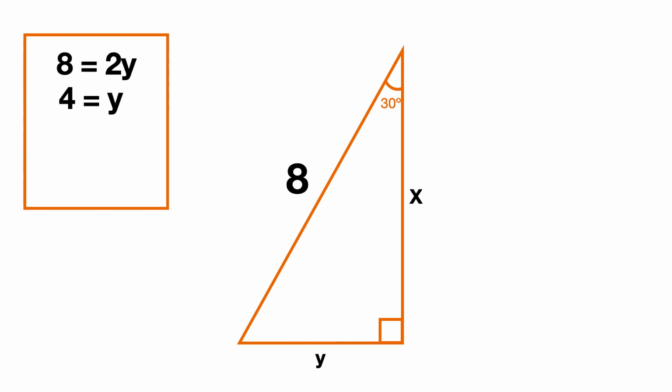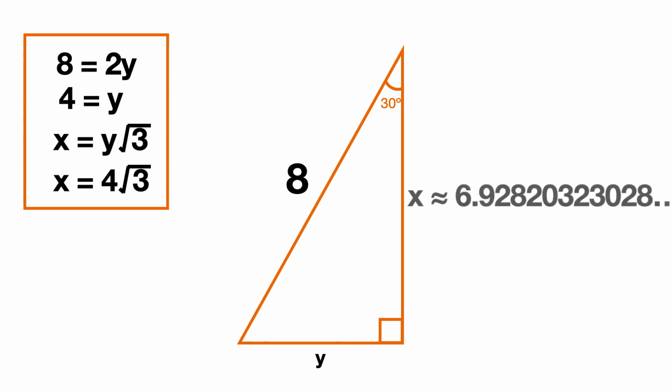Okay, so what is x now? Well, x is going to be y times the square root of 3, which is going to be 4 times the square root of 3. So it's pretty easy to figure out now. X is, of course, going to be 6.92820323028, and so on. Okay.